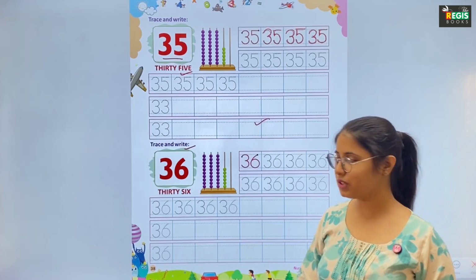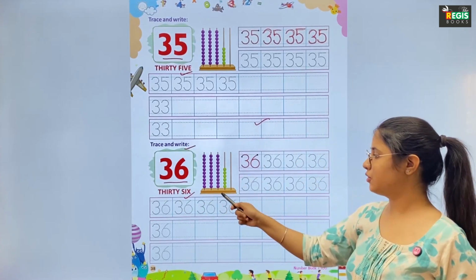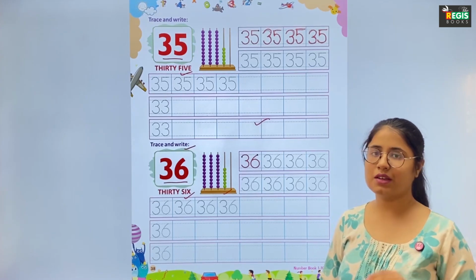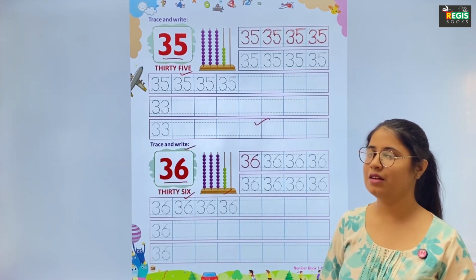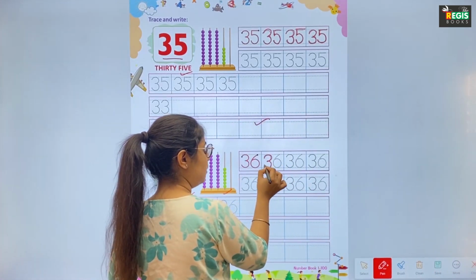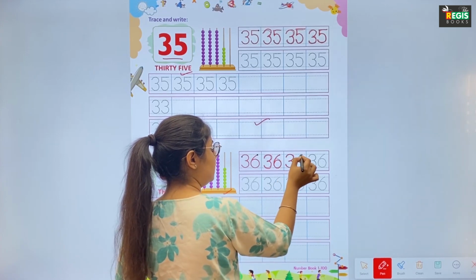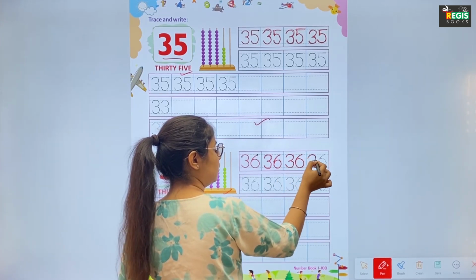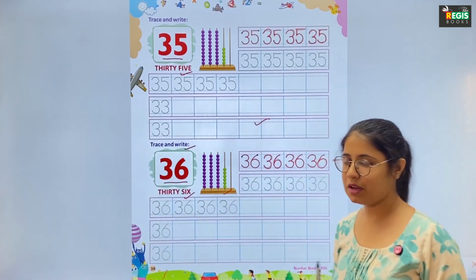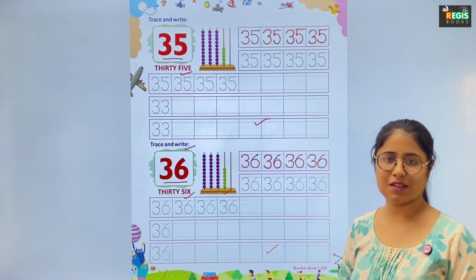Trace and write 3, 6, 36. And these are total 36 dots. We write the number 36 by writing 3 and 6 together. Let's trace with me. 3 and 6. Write 3 with me and then write 6. 3, 6, 36. And similarly, you will write the number 36 in the rest of the boxes to practice it.